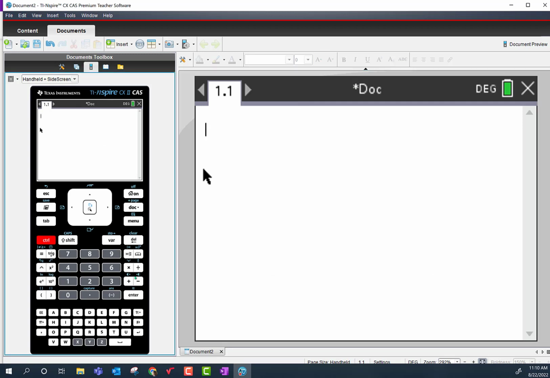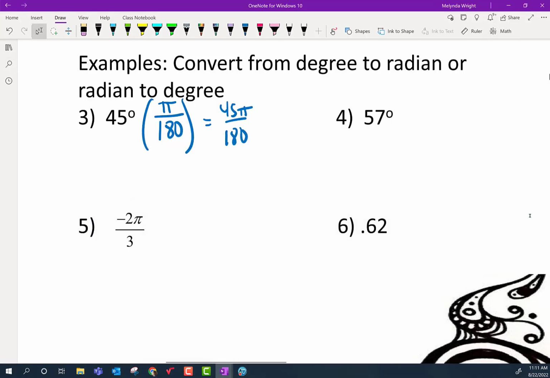So it's a fraction, control division. So what was that? Was that 45 over 180? Is that right, ladies? Okay, perfect. And so then we just hit enter and it simplifies it for us. That should have been reduced to 1/4. So let's go here. So basically this turns into pi over 4, 1 pi over 4.